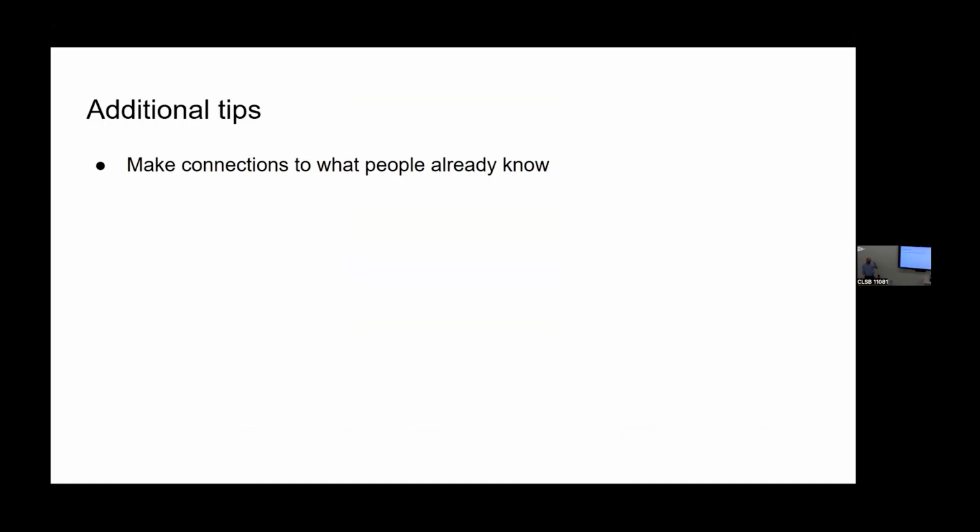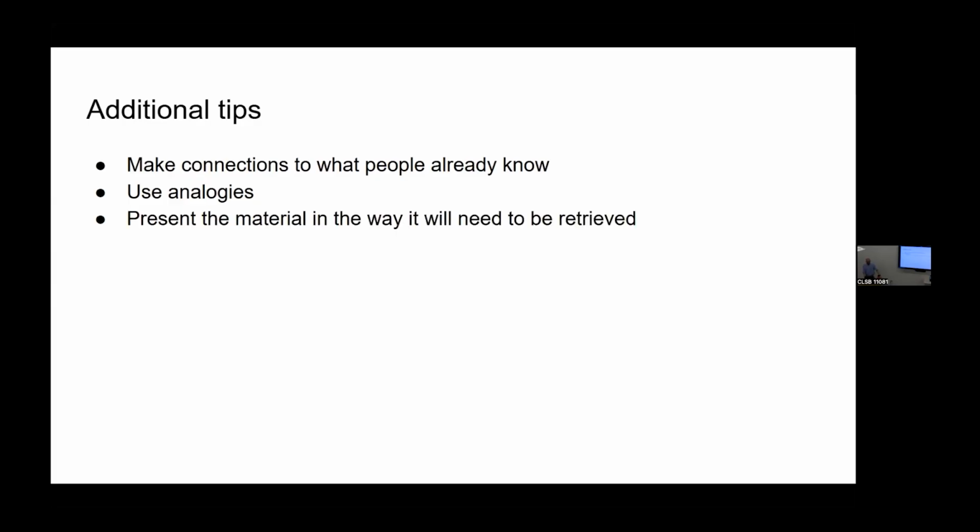Also, when you look at experts' knowledge, it's very densely connected. When you look at novices, they have discrete facts that they know, and we want to develop expertise. Use analogies. That's a way to concretize what you're saying, and again, make connections to what people already know. This is kind of interesting, and your mileage may vary on this one. You want to present the material in the way it will need to be retrieved.